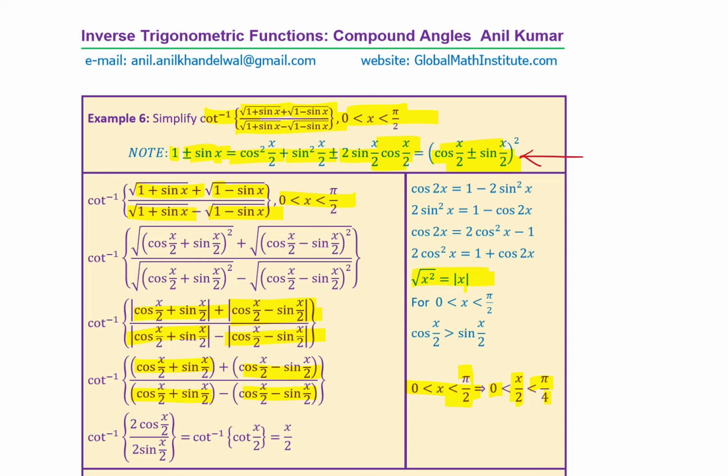Simplifying numerator and denominator, we get 2 cos x by 2 divided by 2 sin x by 2, which is cotangent x by 2. So within our interval, we know that should be equal to x by 2 itself, and so we get our answer as x by 2. Is that clear to you? So that is how we are going to solve this example.